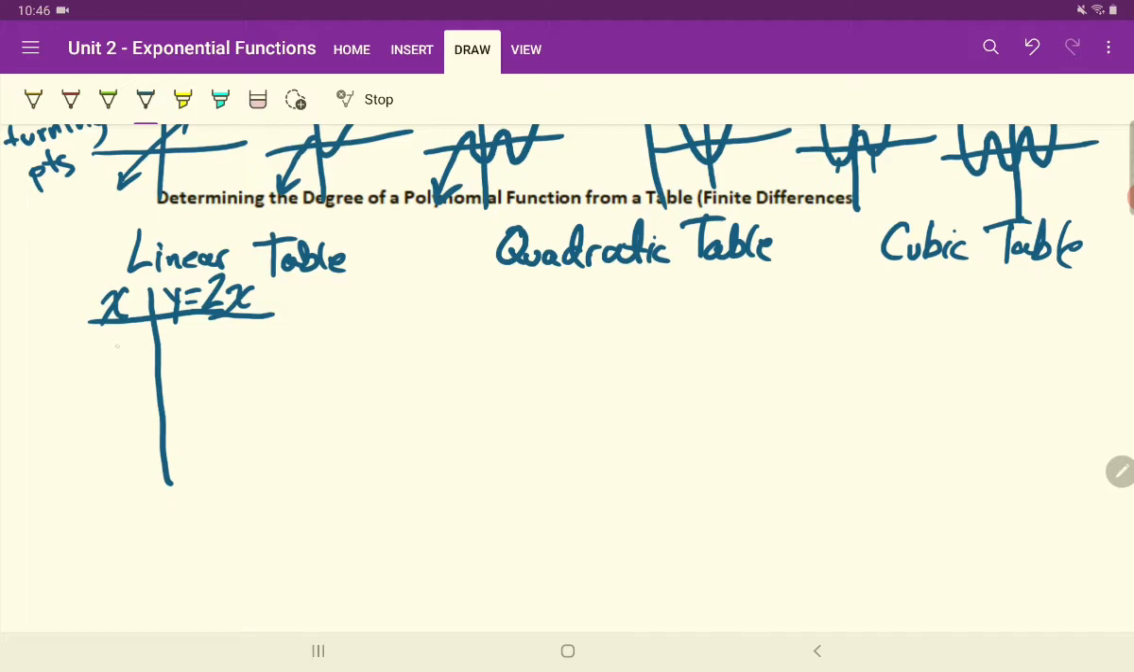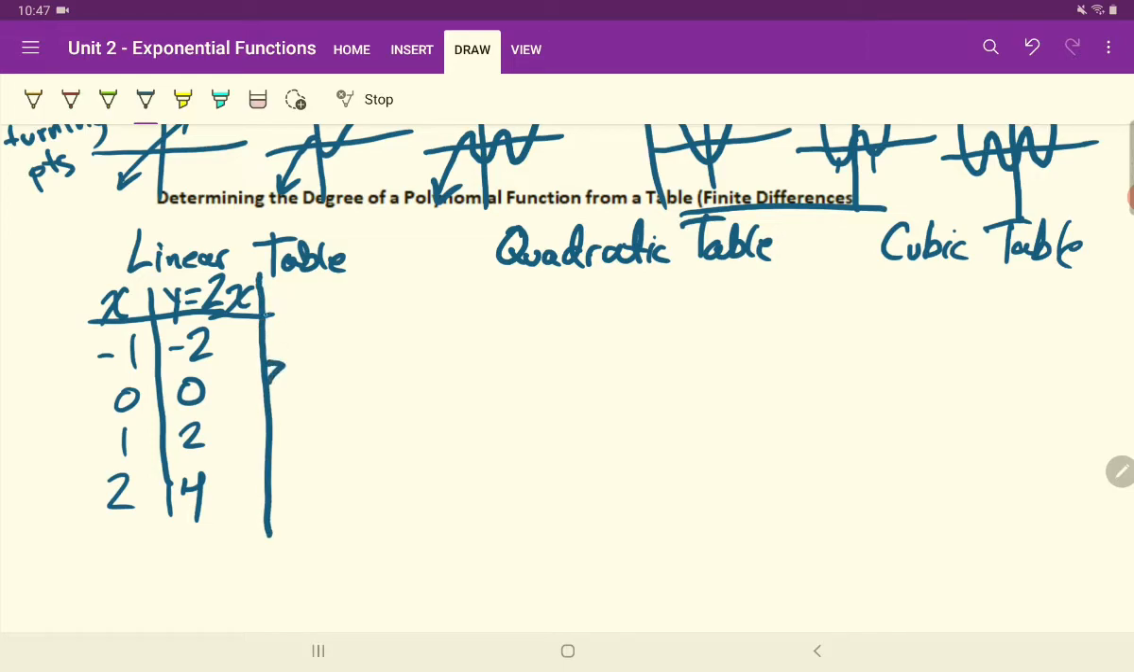So I'm going to make up my x values. I'll pick some easy ones, -1, 0, 1, 2. And I'll plug those values into my table, so I substitute -1 in for x. So what do I get for my y? -2. Okay, then 0, then 2, then 4. So finite differences is finding the differences of your y values. These are now going to be considered my first differences.